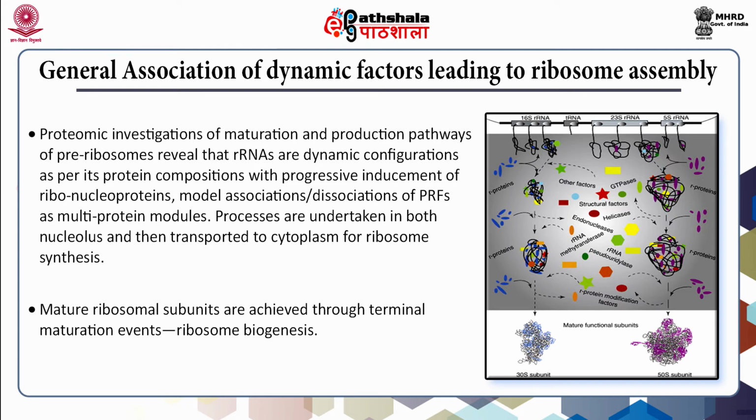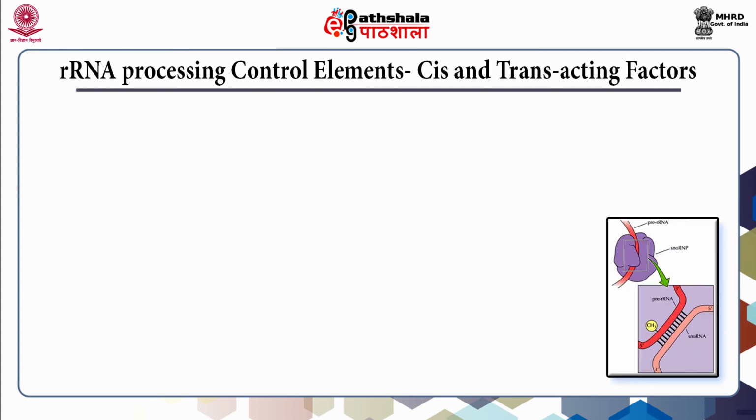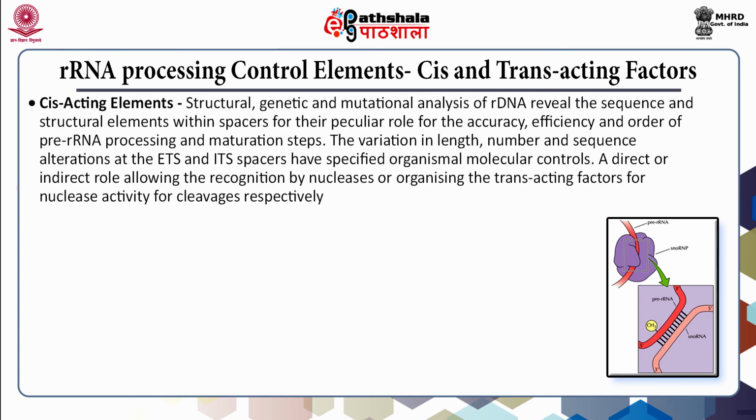There are varied pathways for pre-rRNA processing, which are the prerequisites of ribosome biogenesis, which are attributes of unicellular or multicellular eukaryotes. The various control elements in the pre-rRNA processing are described under the cis-acting control elements and the trans-acting control elements.